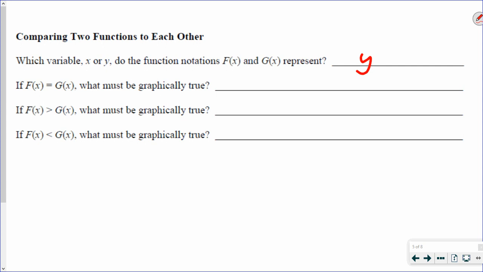So if we're looking at two graphs and we're trying to figure out where f of x is equal to g of x, then what are we looking for in the graph? Well, hopefully you're recognizing we're looking for points of intersection. The points where the two graphs intersect.